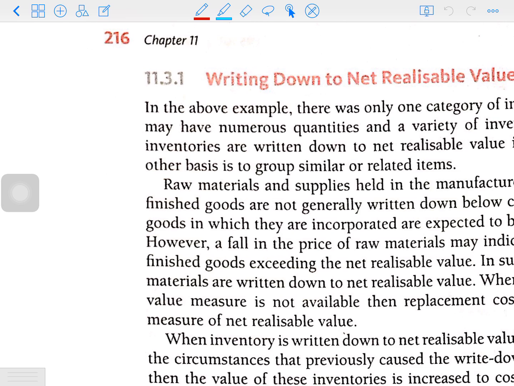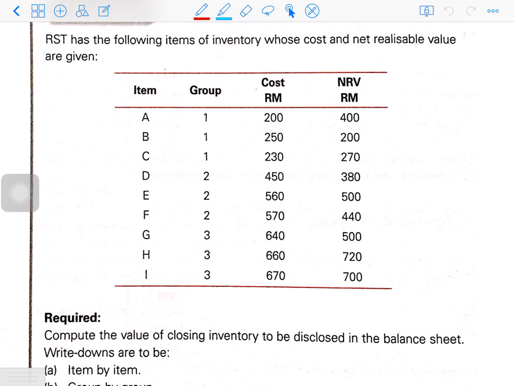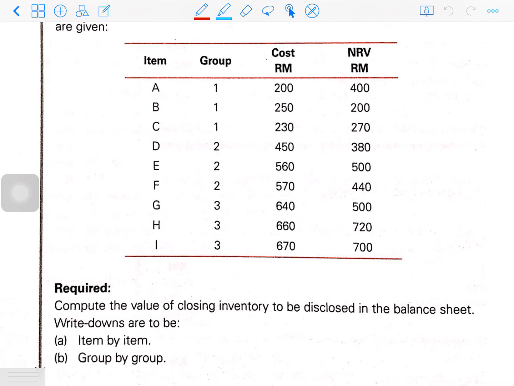So it says that RST has the following items of inventory whose cost and net realizable value are given. So you have two things, cost and net realizable value. Required: compute the value of closing inventory to be disclosed in the balance sheet. Write-downs are to be done item by item and by group. So you can choose to do the write-down according to group or item by item.